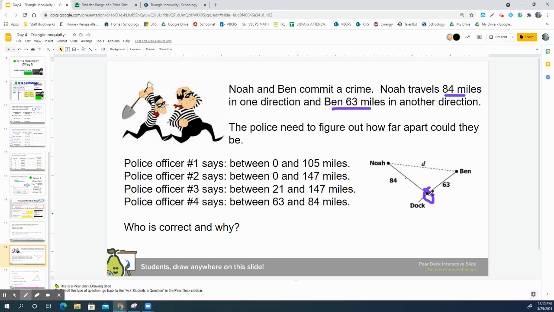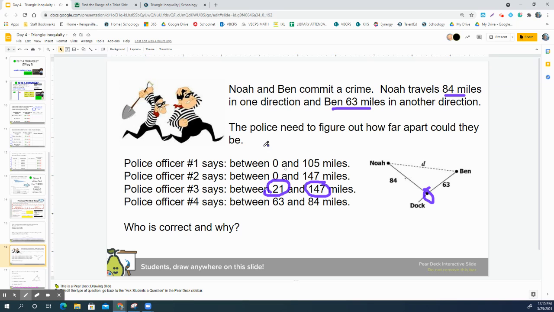So if they go in the same direction, Ben and Noah are going to be 21 miles apart. If they go in completely opposite directions and that hinge is open full, then 84 plus 63 is 147. If they go in some other direction, they could be anything in the middle between that. Okay? This is how police officers figure out the radius, right? So they would have to look, if they had spent enough time that they thought that Noah and Ben could have traveled this far, they've got to look between 21 and 147 miles away.